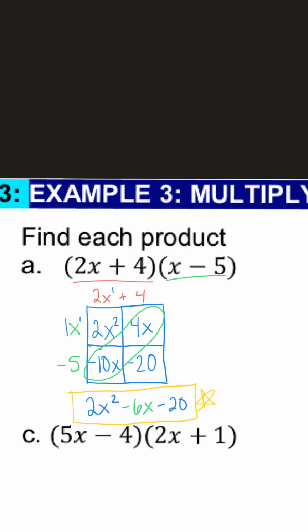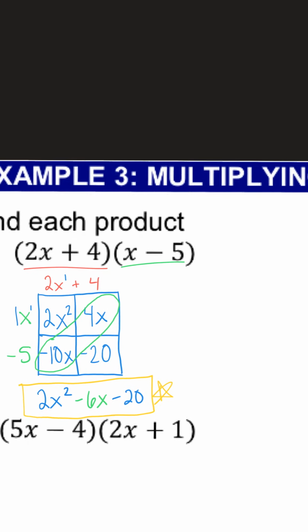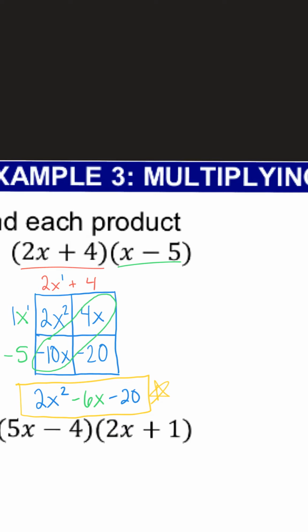Now, if you learned this in 8th grade or any other classes and you learn better this way, feel free to do it this way as well. This way is called the FOIL method. And if you learned it this way, that's okay. Keep doing this. It just won't work when we get to trinomials. So for now, it's okay for you to do this.